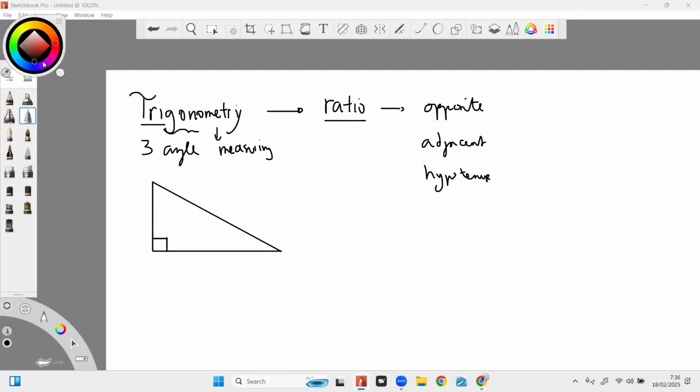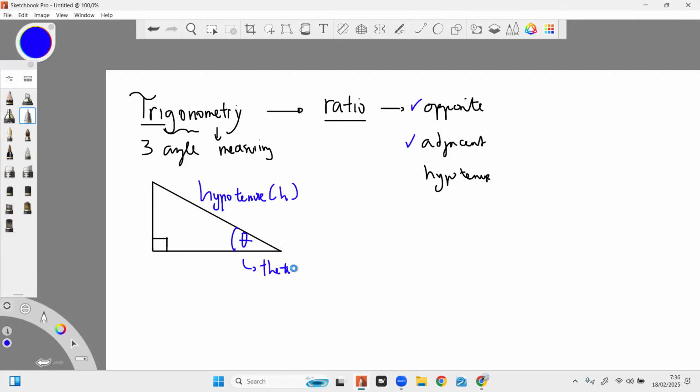So let's consider the sides. The longest side is called the hypotenuse in a right angle triangle, or you can say H. And we have another two sides, which are adjacent and opposite, depending on the angle. So let's assume I use this angle as theta. This is the symbol of theta, usually used for angles. The theta here is a Greek letter.